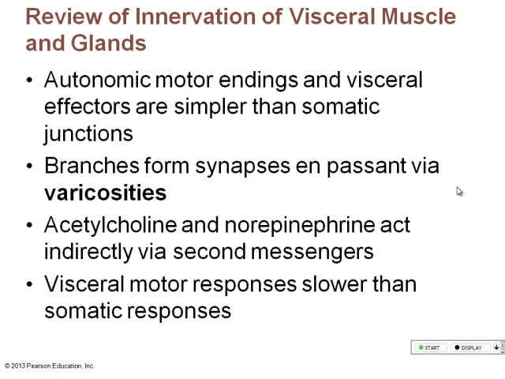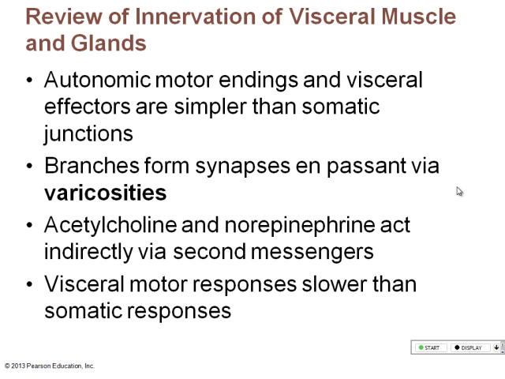So, innervation of visceral muscles and glands. What are visceral muscles and glands? Internal organs. Glands are what? Part of the endocrine system. What are they going to make? Hormones. So, we have different innervation.